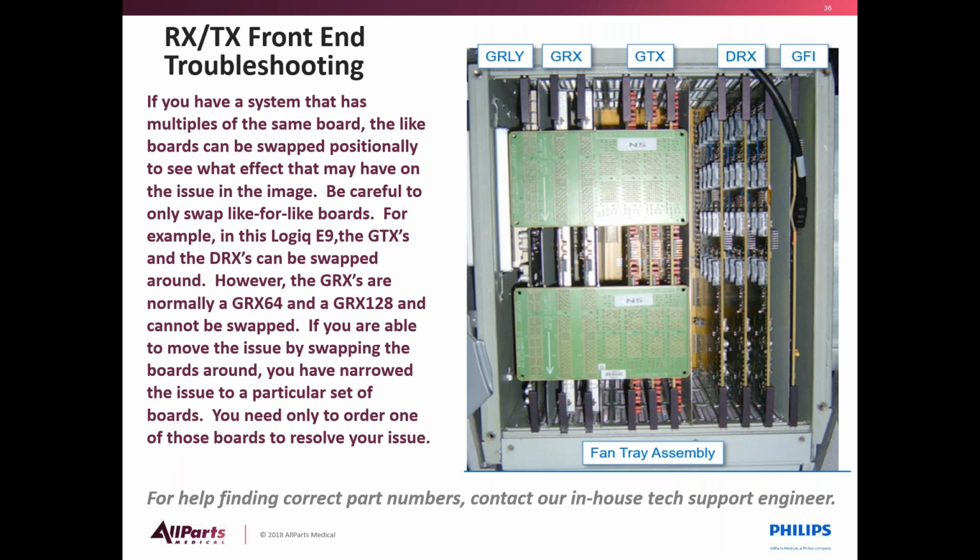If you're able to move the issue by swapping the boards around, you've then narrowed your issue to a particular set of boards. You typically need only to order one of those boards to resolve your issue. And I will say in this configuration, this is a GE, and it's kind of hard to know what the part number on the board is. So if you need help finding correct part numbers, contact our in-house tech support engineer at AllParts.